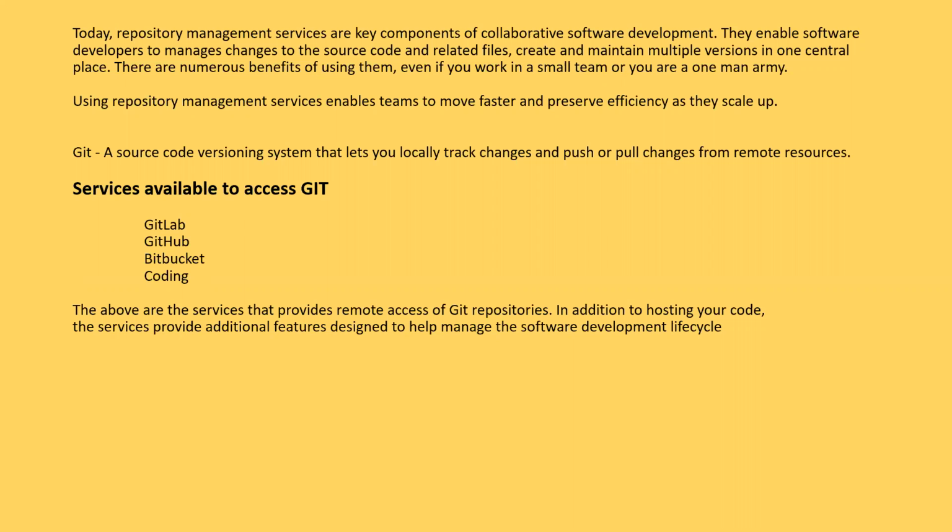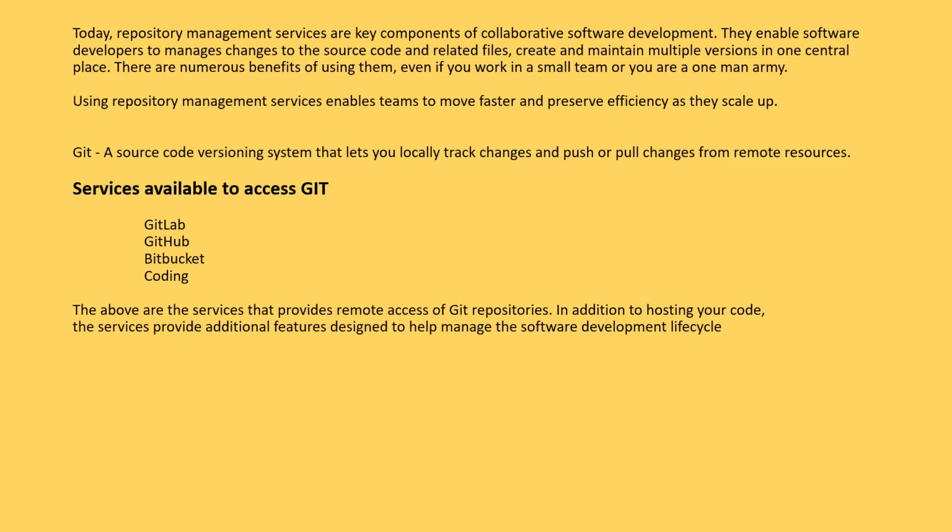So what are the services available to access Git? As I said, this is a public repository. Everybody can access it, and everybody can modify and maintain their files on Git. So what are all the possible ways to access Git? We have GitLab, GitHub, Bitbucket, and Coding. These are the services available so far to access Git. The above are the services that provide remote access to a Git repository.